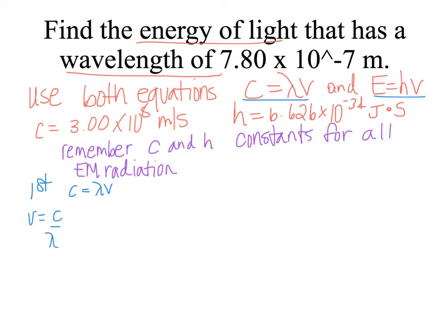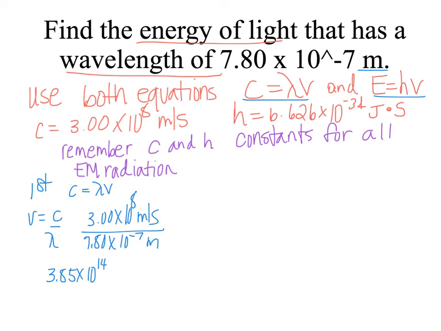So remember, when we rearrange that algebraically, it's going to end up being the speed of light divided by the wavelength. So we're going to use our constant value, which is 3.00 times 10 to the 8th meters per second, and we're going to divide that by the amount of meters. They gave it to us in meters, so we don't need to do any conversions. So it's going to be divided by 7.80 times 10 to the negative 7. You know what to do. Pause the video, put it in your calculator, and see if you get the correct answer. The correct answer should be 3.85 times 10 to the 14 second minus 1, or hertz.